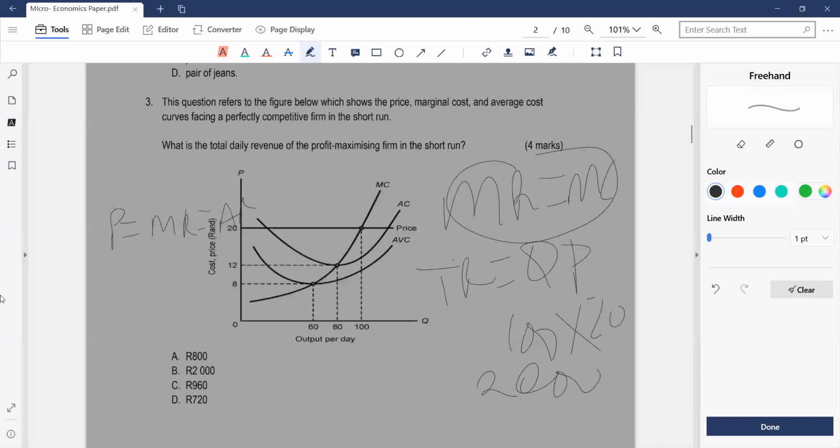You will see again later when we continue. If they tell you that MC is more than MR, for you to maximize your profit, you have to reduce your output to a point where MC is equal to MR. There's another question, I know I've seen it, where it's asking you, what do you do? So it's again application of concepts.